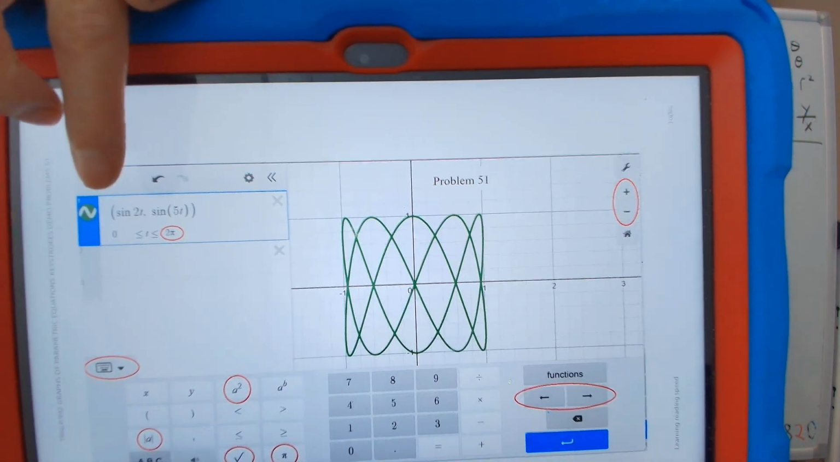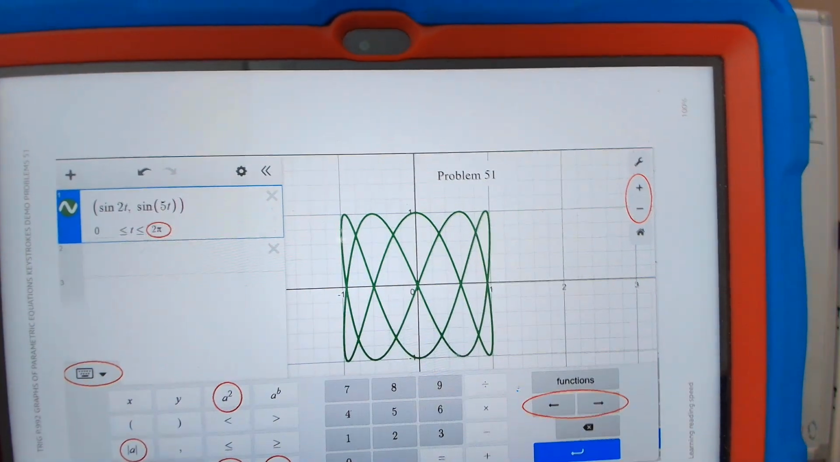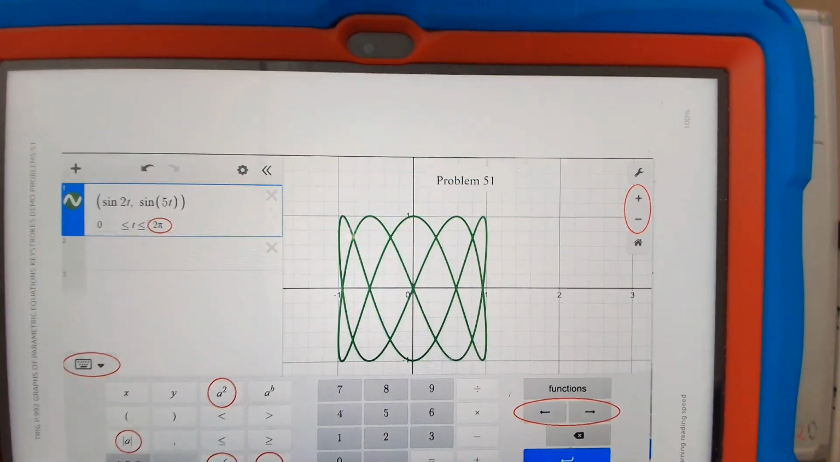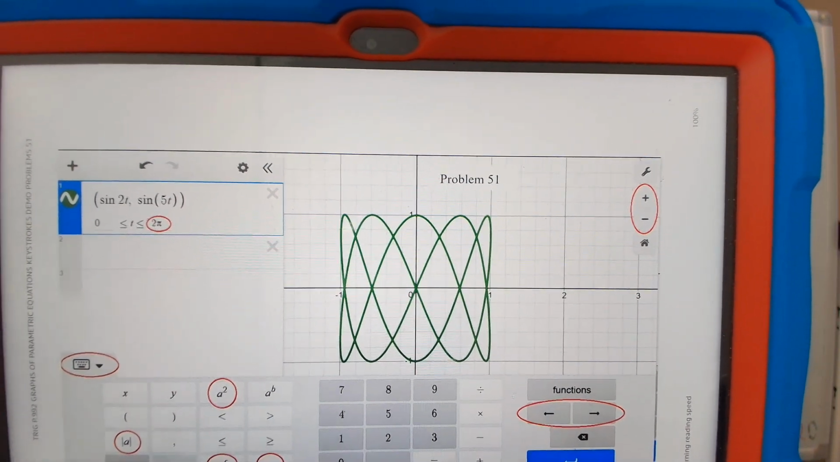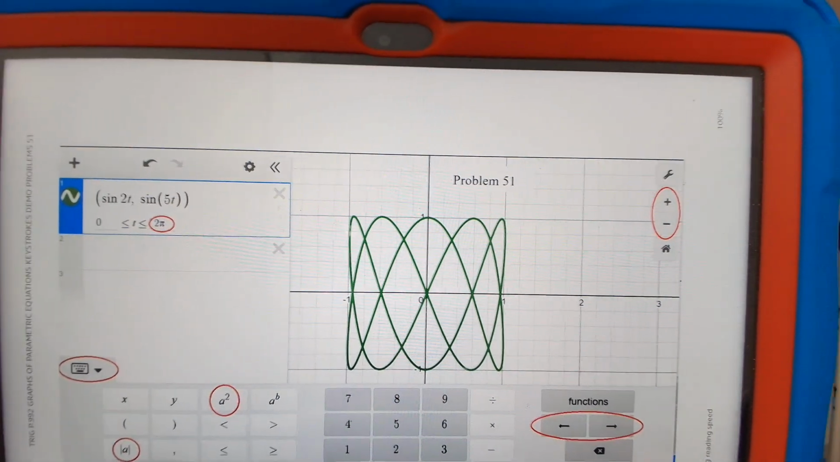Well, first try this one, okay? If you type it exactly like it says here, parentheses, sine 2t, comma, sine, parentheses, 5t, close parentheses, every bit exactly like you see here.